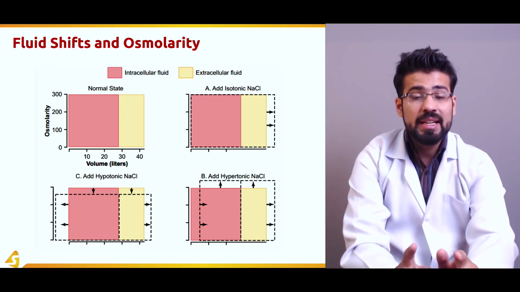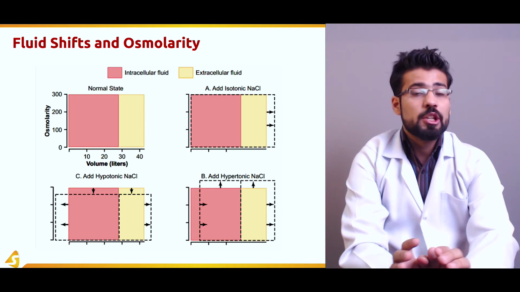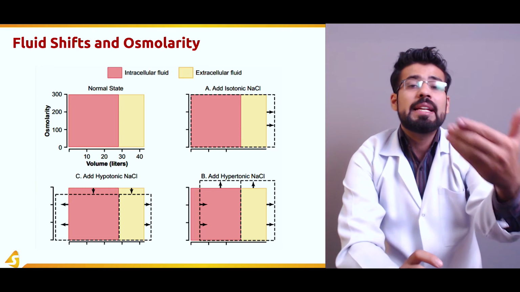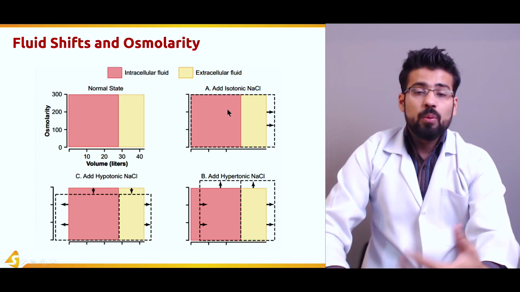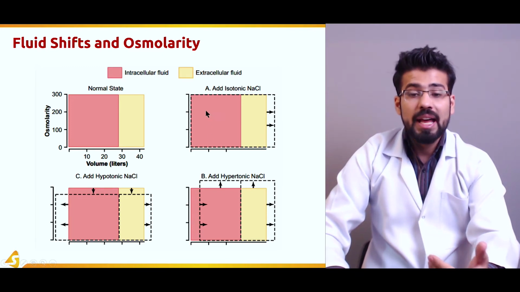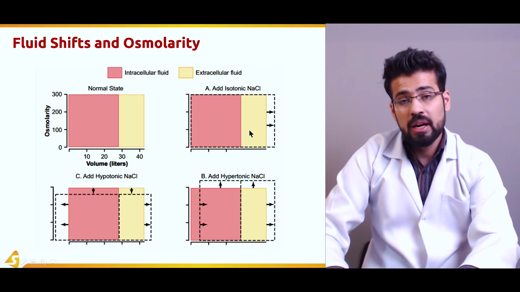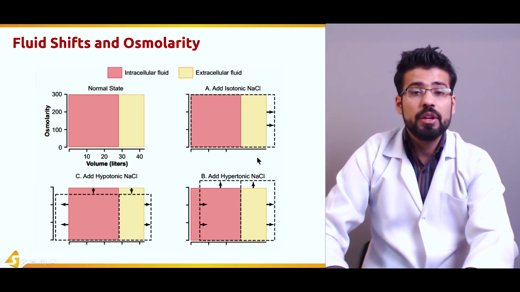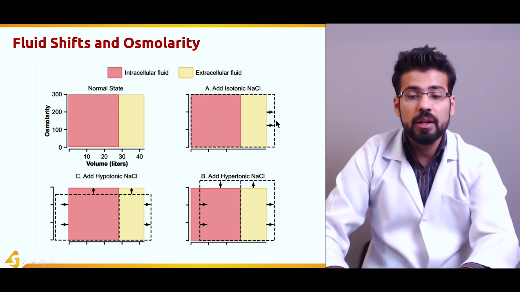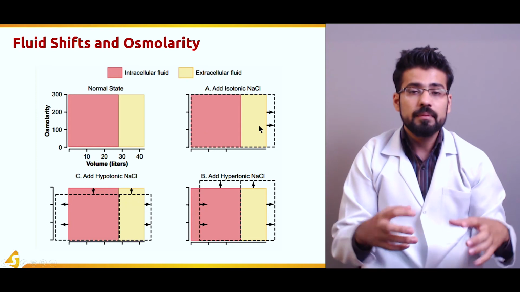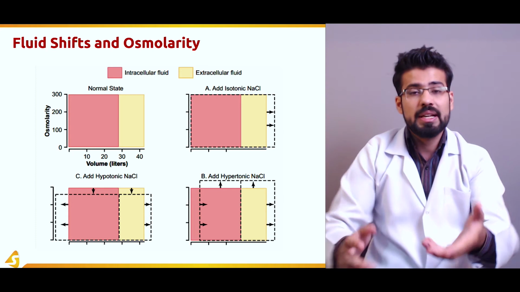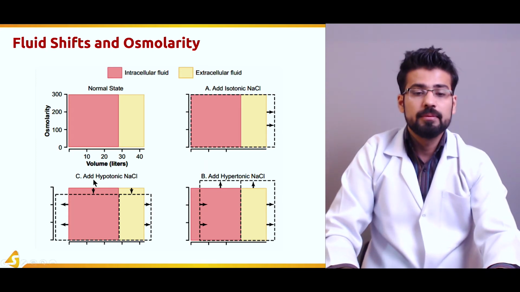Since the osmolarity is the same, there is no solute potential difference in the isotonic environment. So it will only increase the volume, in liters, of the extracellular fluid without altering either the osmolarity of the intracellular or the extracellular fluid, or the volume of the intracellular fluid. It will only increase the volume of the extracellular fluid because you have added the NaCl solution that is isotonic with the established, normal physiologic conditions.